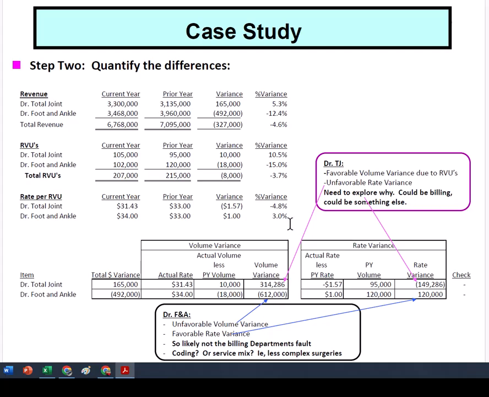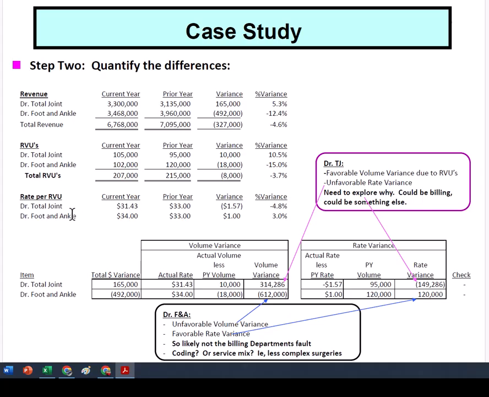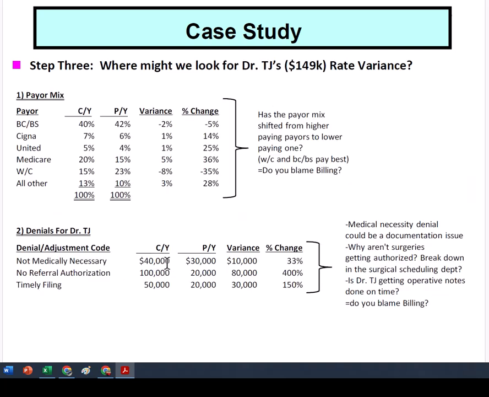Volume variance: they did more surgeries. Foot and ankle surgeries were up 6.3%. RVUs were down. Could be foot and ankle. You go from doing a lot of total ankles to bunions. Maybe hand is, well, no, hand, foot and ankle is fine. So you're doing less cases with less complexity.